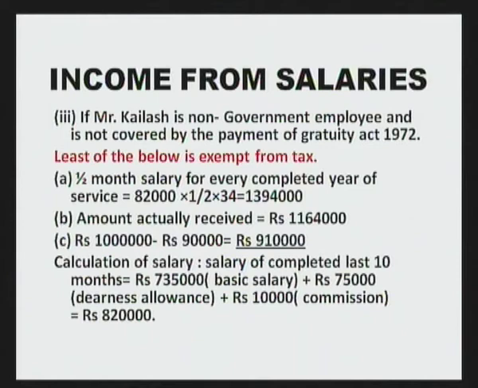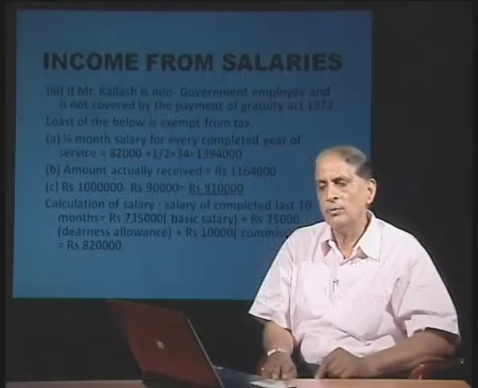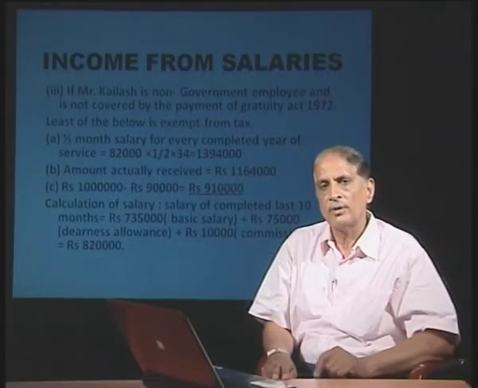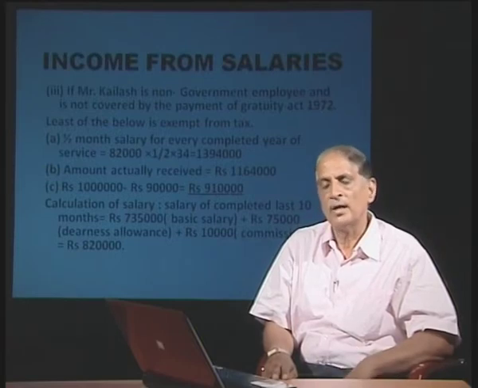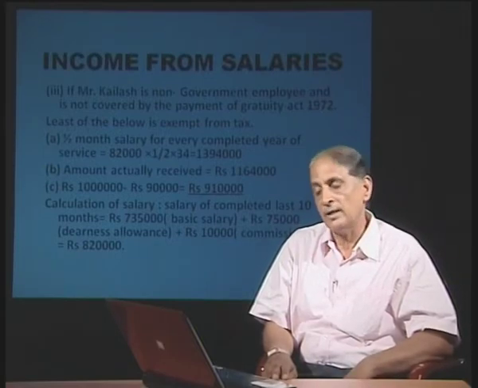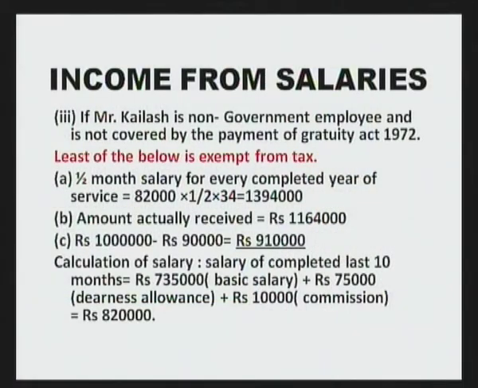Now, what happens if Mr. Kailas is a non-government employee and not covered by the Payment of Gratuity Act 1972? In this case, the amount of gratuity is exempted to the extent of the minimum of 3 amounts: half month salary for every completed year of service, second, amount actually received, and third, rupees 10 lakh. Now, in this way we calculate half month salary: 82,000 multiplied by 1 by 2, further multiplied by 34, we get 13 lakh and 94,000. Second is the amount actually received, that is again 11 lakh and 64,000, and the maximum amount is 9 lakh and 10,000.